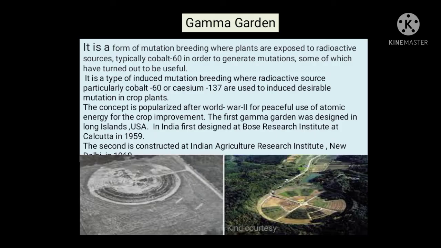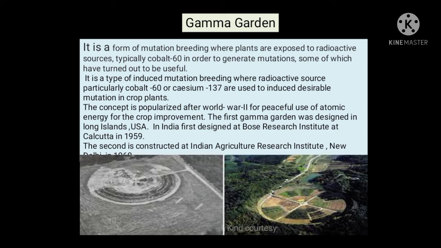It is a form of mutation breeding where the plants are exposed to radioactive sources, typically cobalt 60, in order to generate mutations, some of which have turned out to be useful. Gamma garden is a type of induced mutation breeding where the radioactive source, particularly cobalt 60 or cesium 137, is used to induce desirable mutations in crop plants.